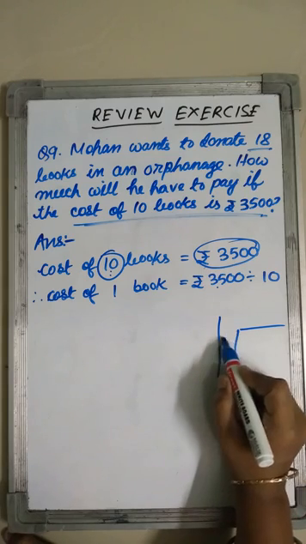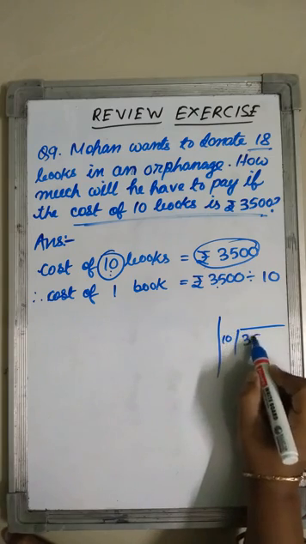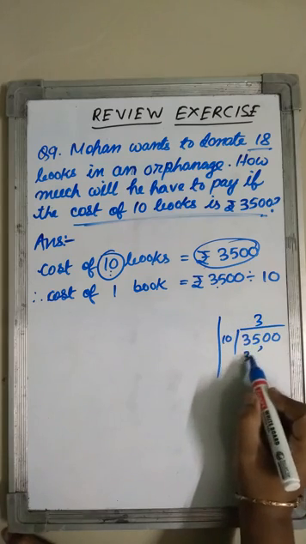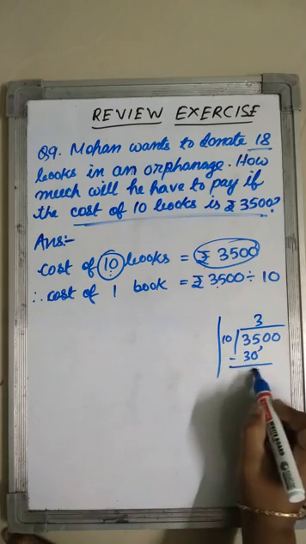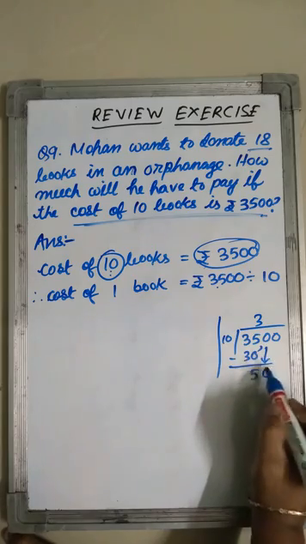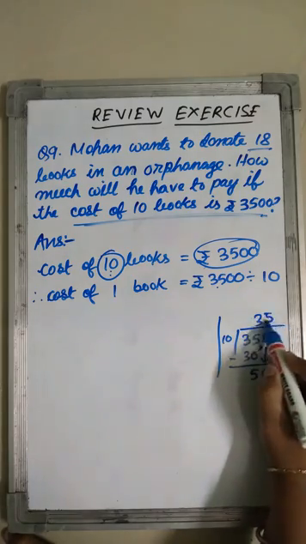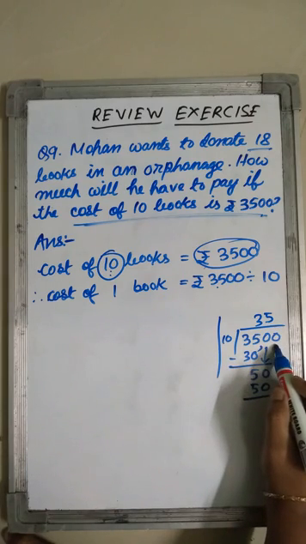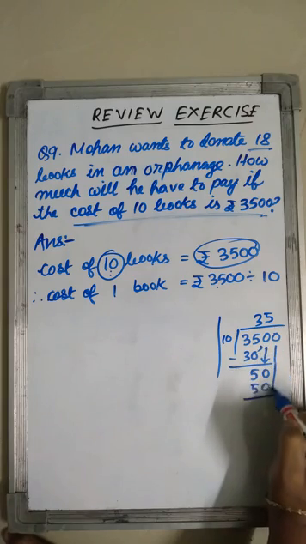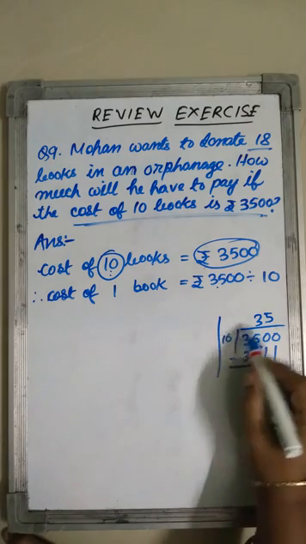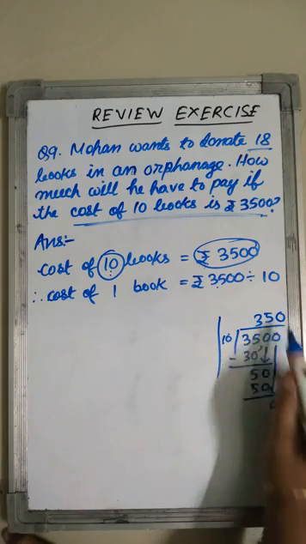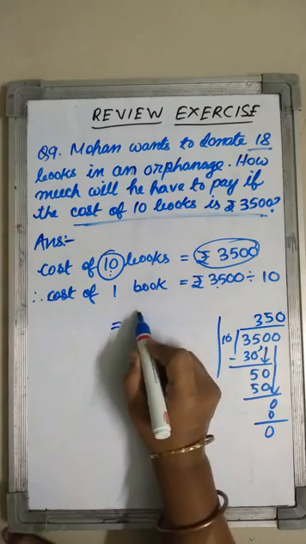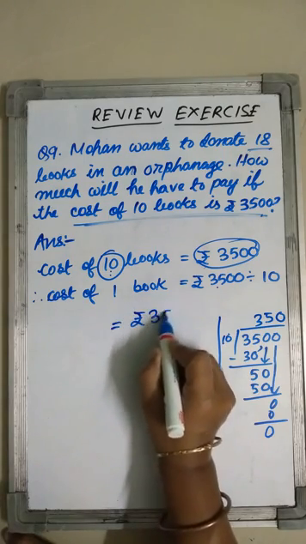So you find the value of 3,500 divided by 10. 35, 3 times, 35 will come down. So 5 times 50. This 0, so 0 will come down. We have to put 0. 10 into 0 is 0. The remainder is 0. So it is equal to rupees 350.